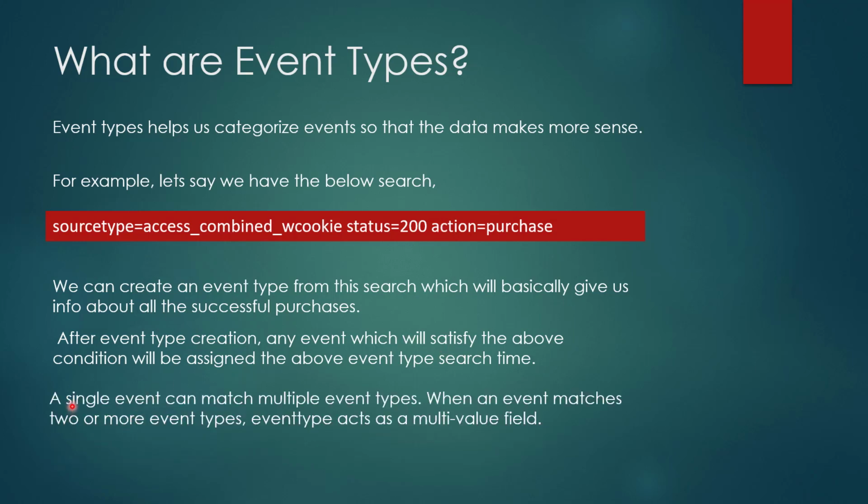Okay, so a single event can match multiple event types. As I said, you can create multiple event types in your app and for your data, and it may be possible that a single event will satisfy multiple conditions for multiple event types, right? Whenever you create an event type and the event satisfies its conditions, a new field, eventtype, will be created for that event, which will hold the event type name, right? So when a particular event matches multiple event types, the eventtype field value will be a multi-value field.